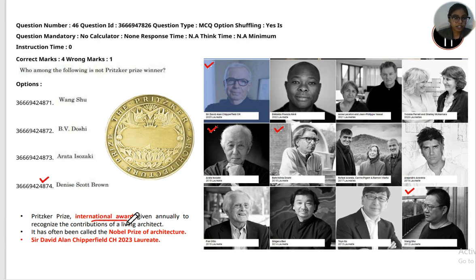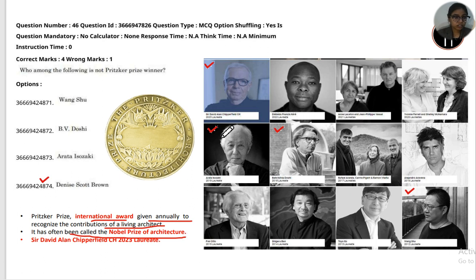It is an international award given annually to recognize the contribution of a living architect. It has often been called the Nobel Prize of Architecture. So in architecture, the Pritzker Prize is a kind of Nobel Prize.